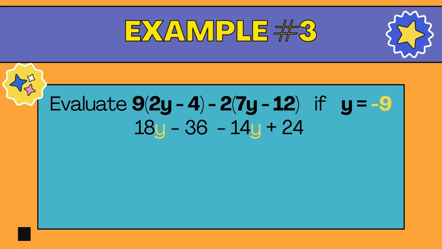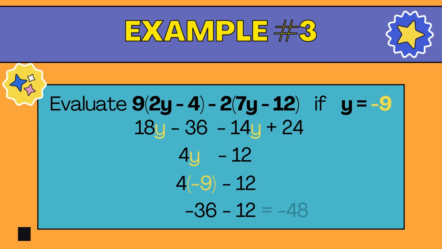Now we're almost done simplifying. 18y and negative 14y makes 4y. And negative 36 plus 24 is negative 12. So we can write that as 4y minus 12. Now we can start substituting in that negative 9. So we rewrite it again as 4 times negative 9 minus 12. 4 times negative 9 is negative 36. So now we have negative 36 minus 12. We can combine these and have negative 48.